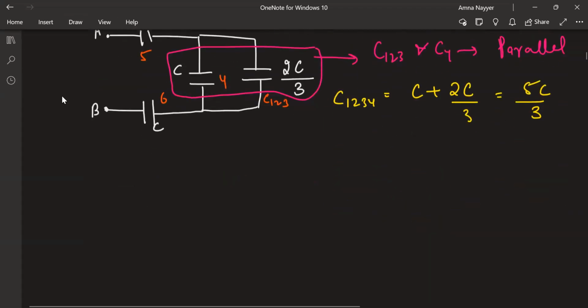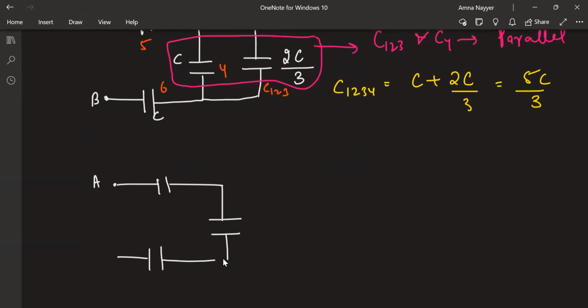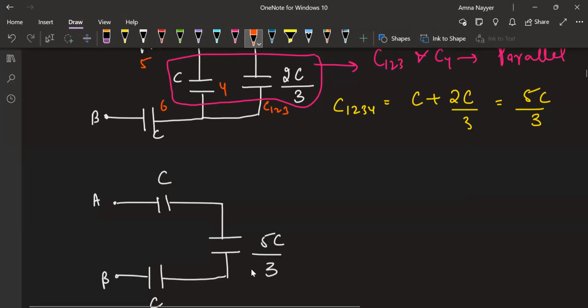Now see here, last one. This is the point A. This is the point B. Here we have one capacitor instead of all, because we have reduced this also with the previous one. Now this is 5C by 3, this is C, this is C, and this is our B. So this is C1234, this is the fifth one, this is the sixth one. Now we can just conclude for all of it.